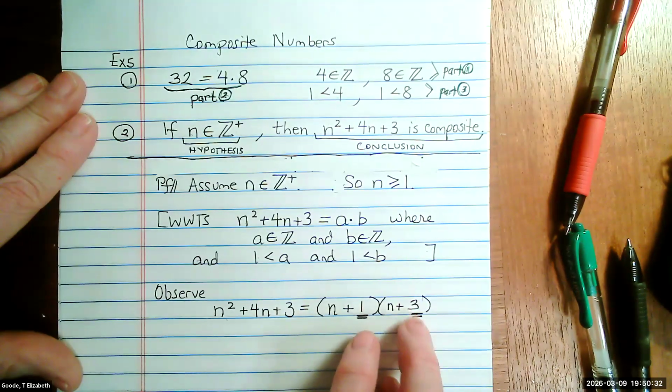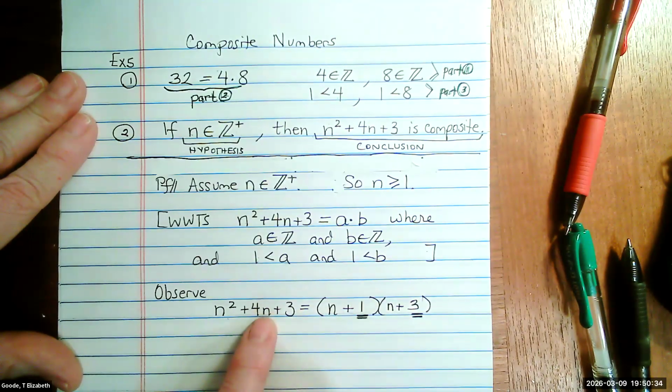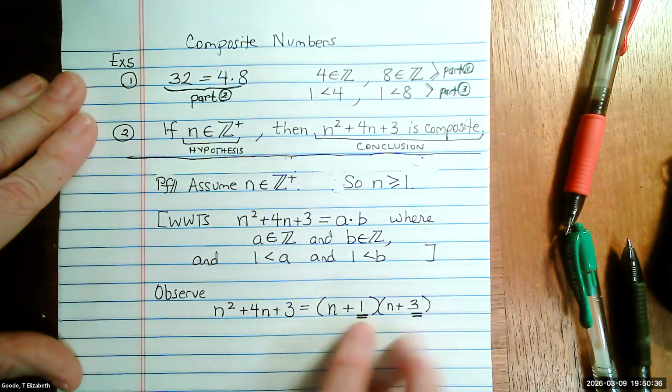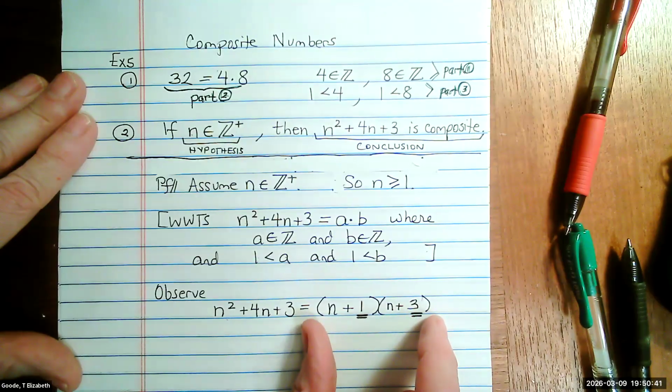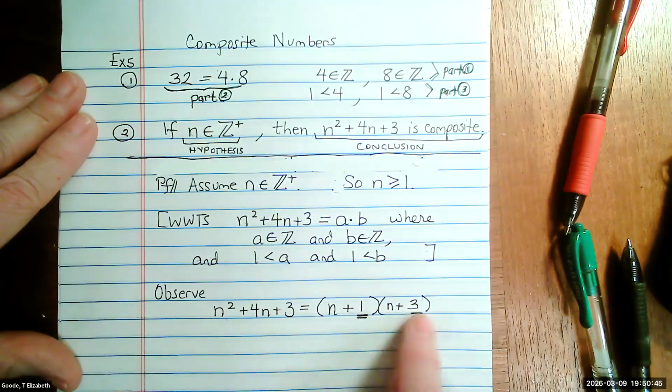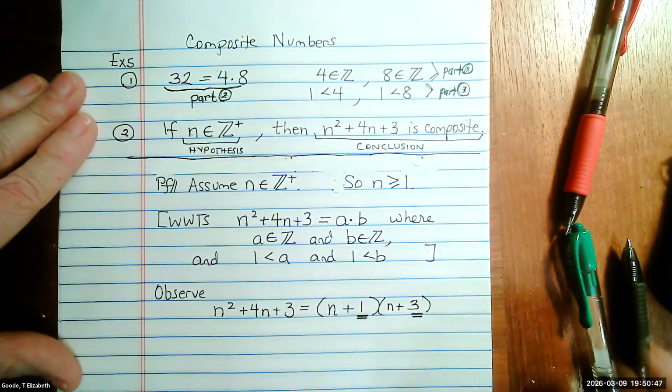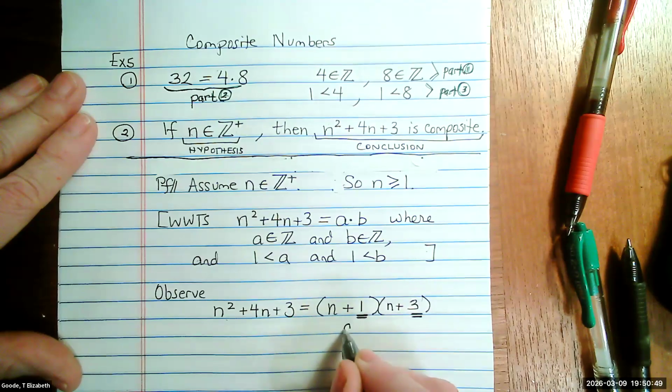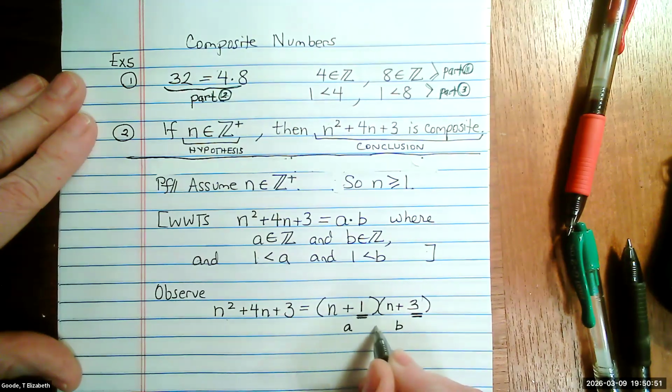And you can check this. This is n squared plus 3n plus 1n for a grand total of 4n plus 3. So this is the correct factorization. You can always check your factorization by foiling back, multiplying it together. So we have our A and our B. This is our A, this is our B.